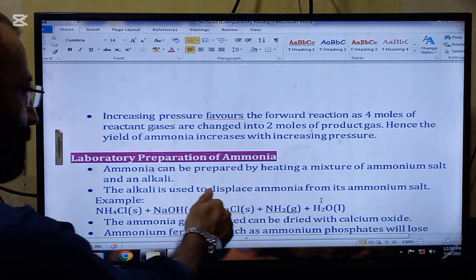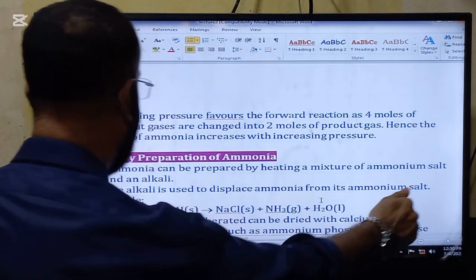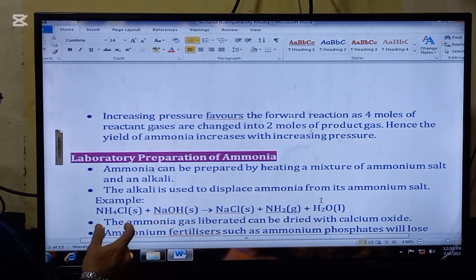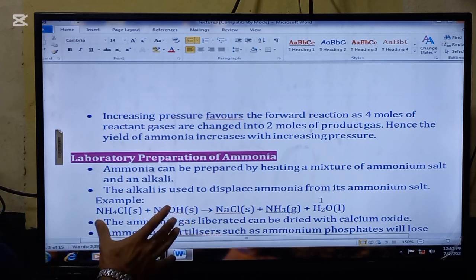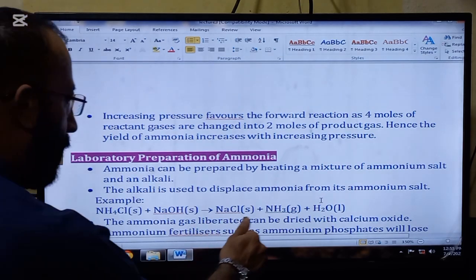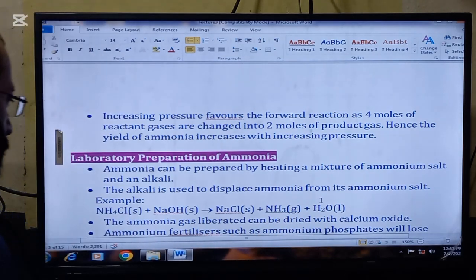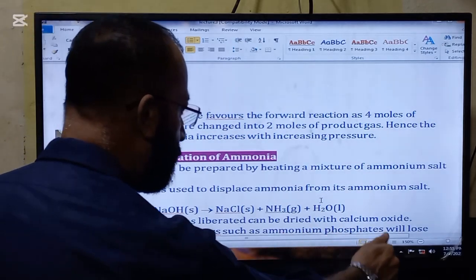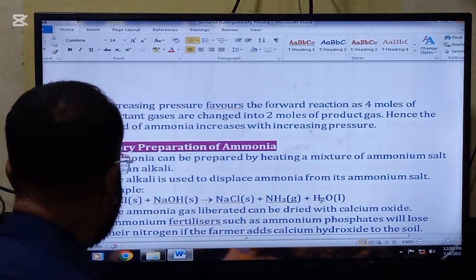So ammonia can be prepared by heating a mixture of the ammonium salt and an alkali. So look here, it is an alkali and here is an ammonium salt. So when they react with each other, salt, ammonia and water are produced. The ammonia gas liberated can be dried with calcium oxide.